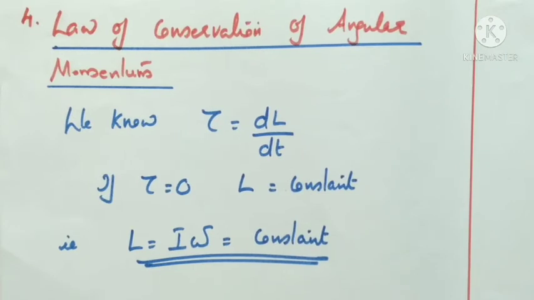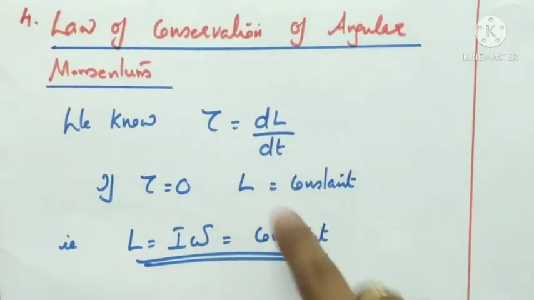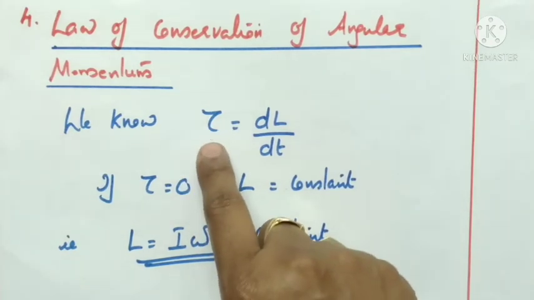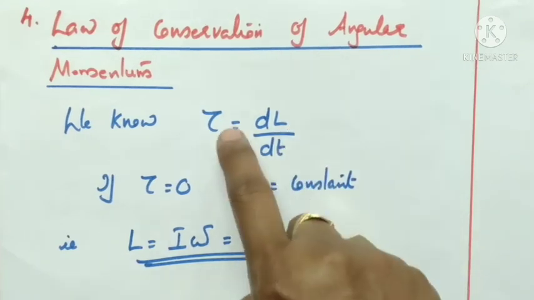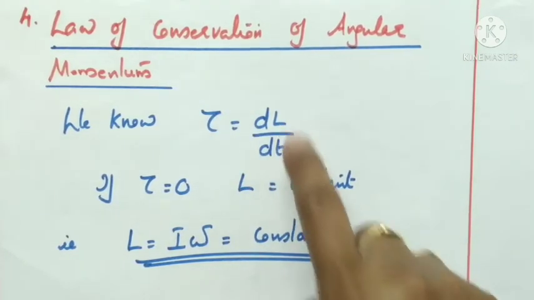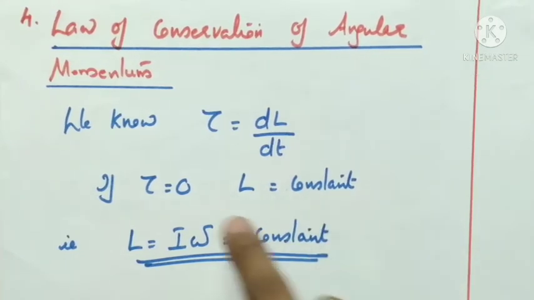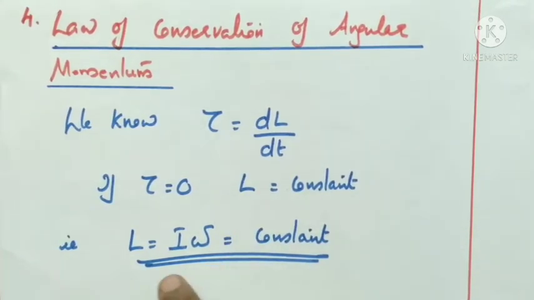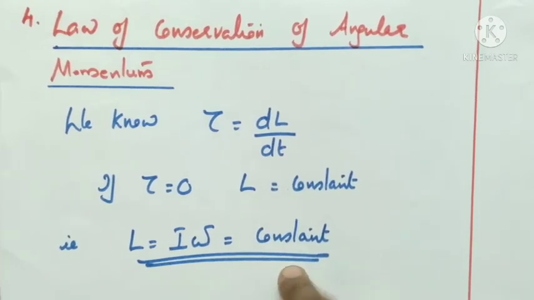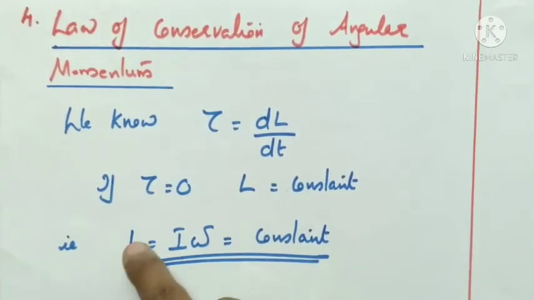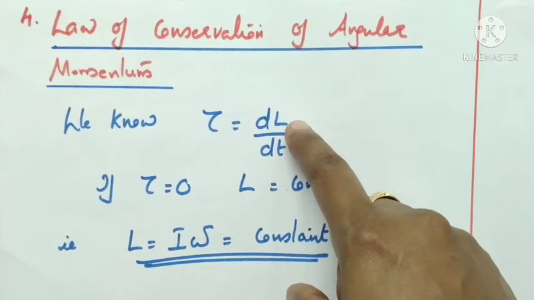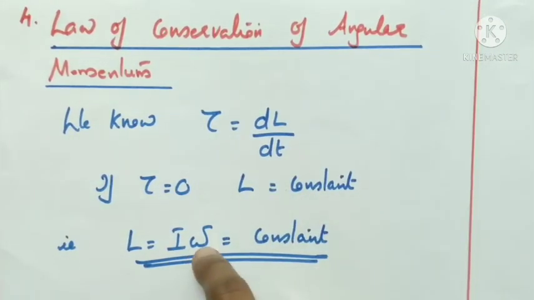Now we know the law of conservation of angular momentum. What is the law of conservation of angular momentum? If external torque equals 0, angular momentum remains a constant. That means we have tau equals dL by dt, torque equals rate of change of angular momentum. If external torque equals 0, what happens to momentum? It remains a constant. And we know angular momentum is equal to I omega. That means I omega remains a constant. So this is another form of the law of conservation of angular momentum. Already we have studied, if tau equals 0, angular momentum remains a constant, or we can say that I omega remains a constant.